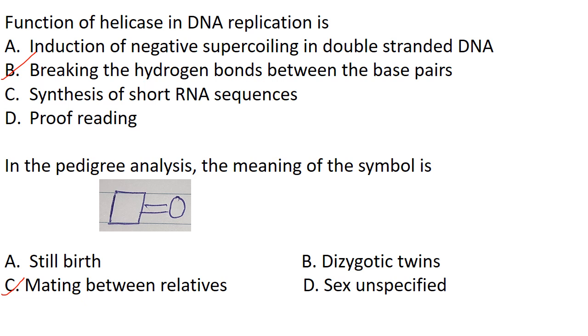Then next one. In the pedigree analysis, the meaning of the symbol is, so they have given a symbol here, that is square joined to circle by 2 lines. So it is mating between relatives. Answer is option C.